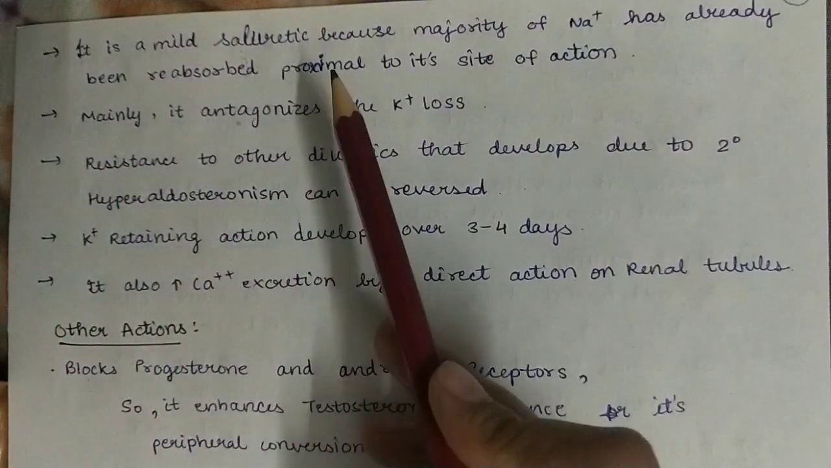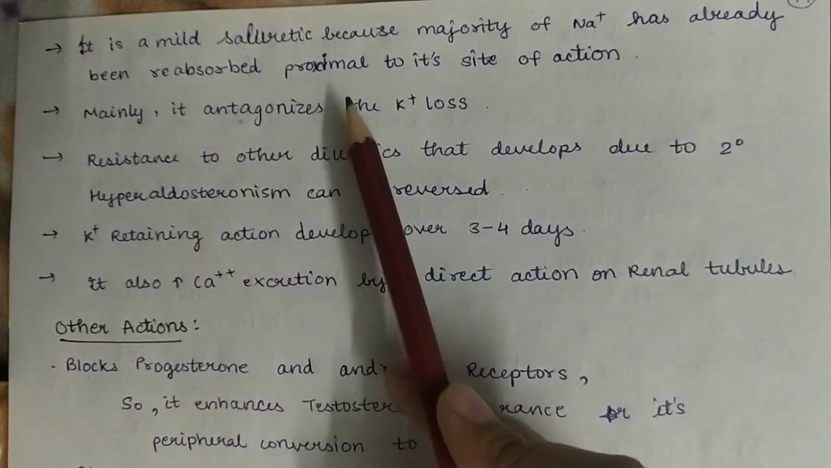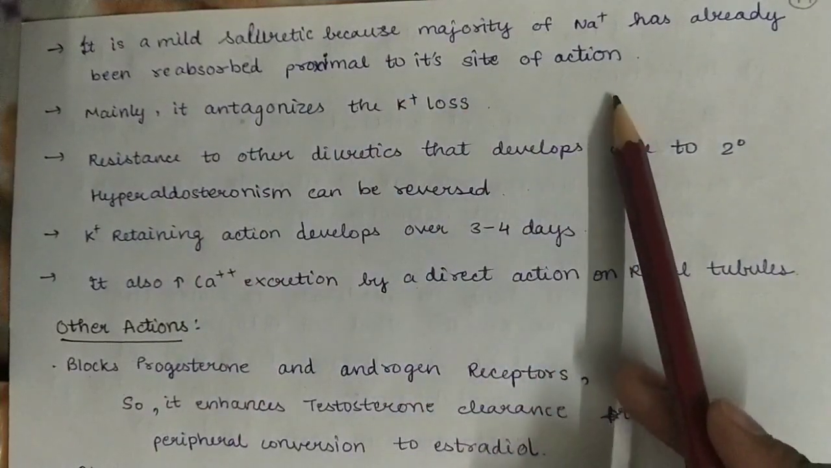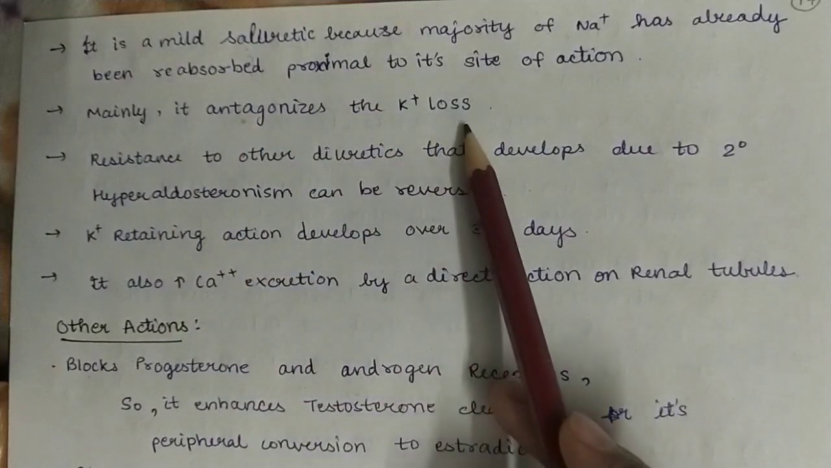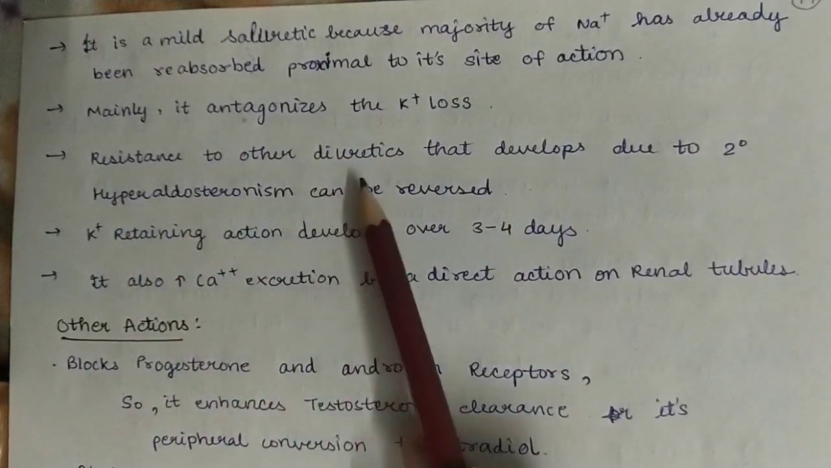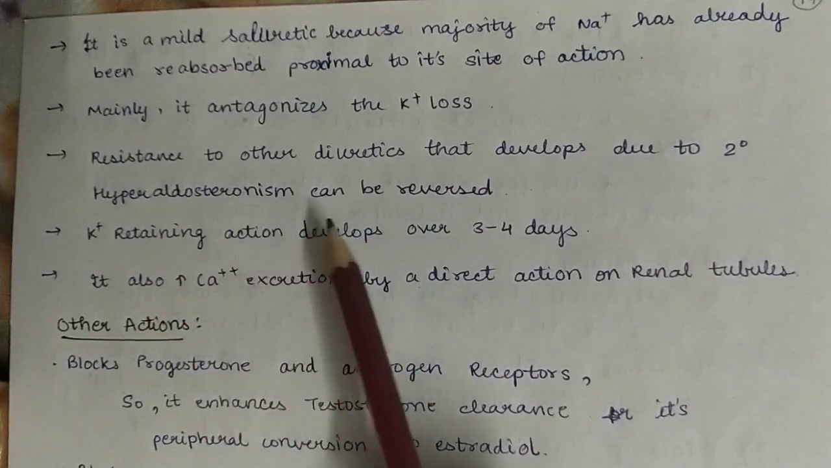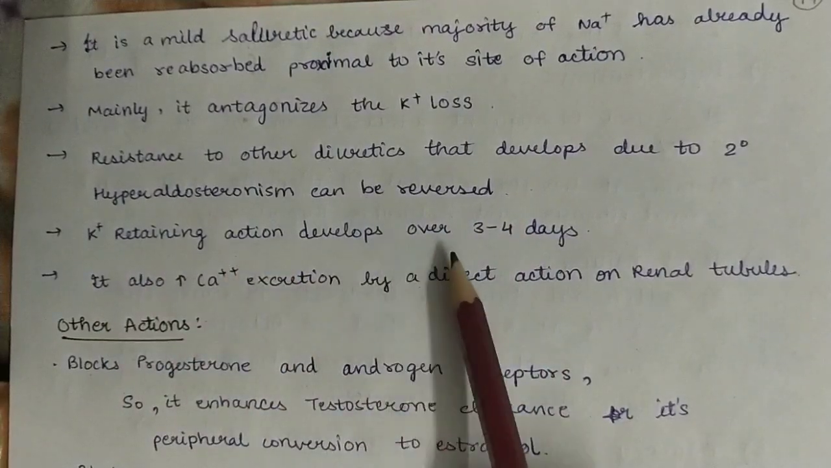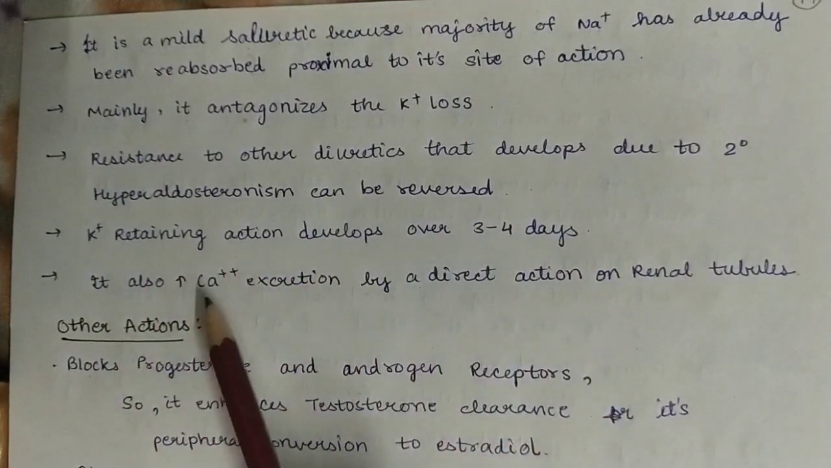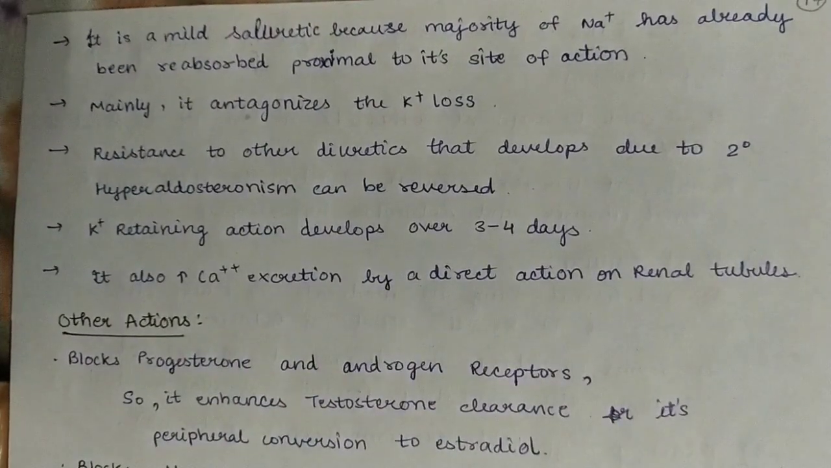Spironolactone is a mild diuretic because the majority of sodium has already been reabsorbed proximal to its site of action. Mainly, spironolactone antagonizes the potassium loss. Resistance to other diuretics that develops due to secondary hyperaldosteronism can be reversed. Potassium retaining action develops over 3 to 4 days. It also increases calcium excretion by a direct action on the renal tubules.